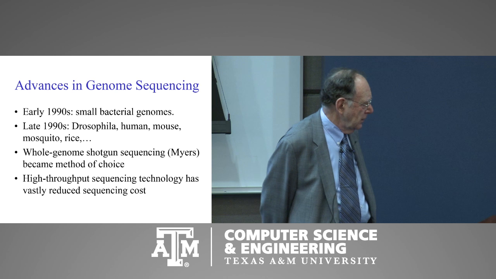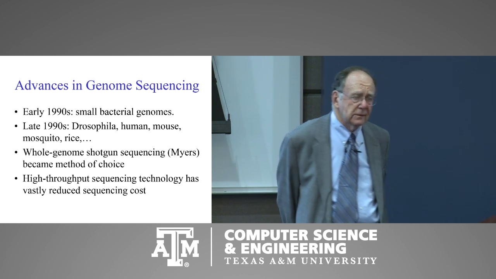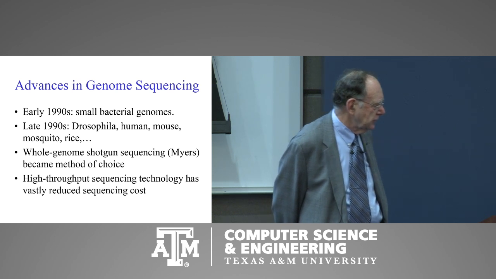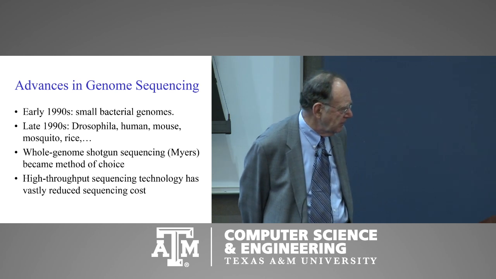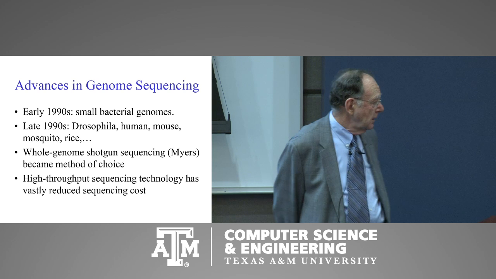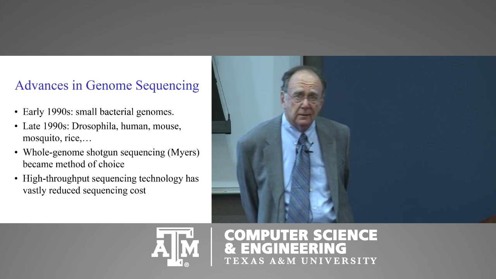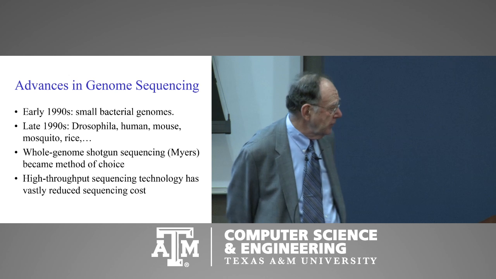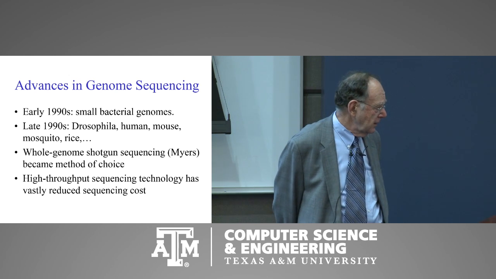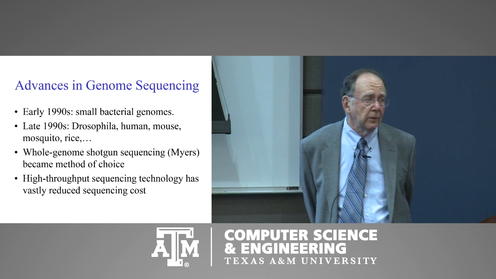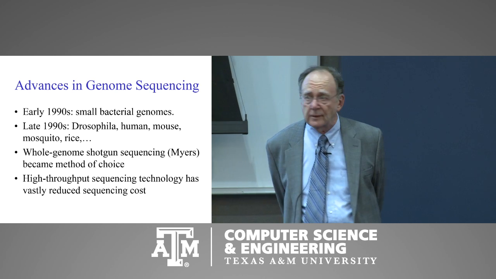to fruit fly, human, mouse, mosquito, rice, and many others. It turned out that a technique called whole genome shotgun sequencing became the best computational method. And recently there have been dramatic advances in sequencing technology, which brings within sight the prospect of actually reading off an individual's genome at the cost of $1,000 or so.